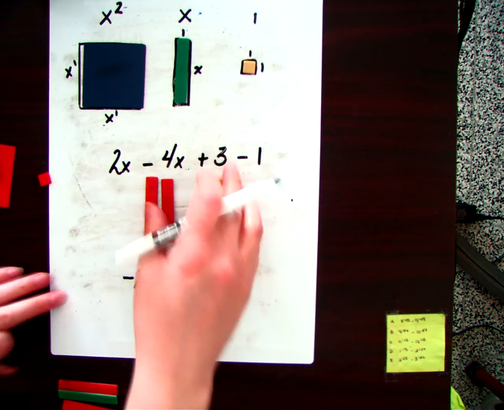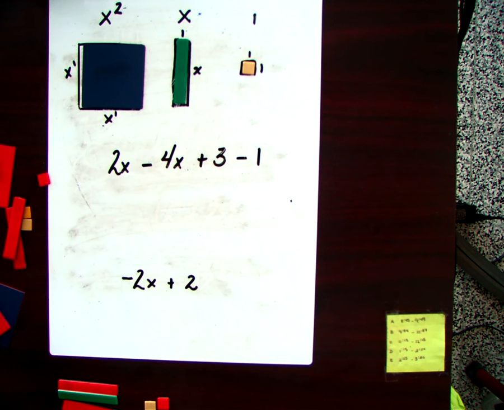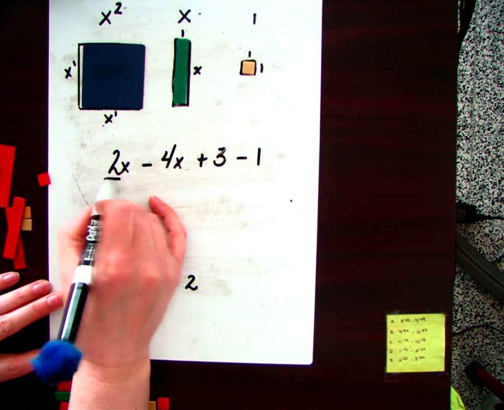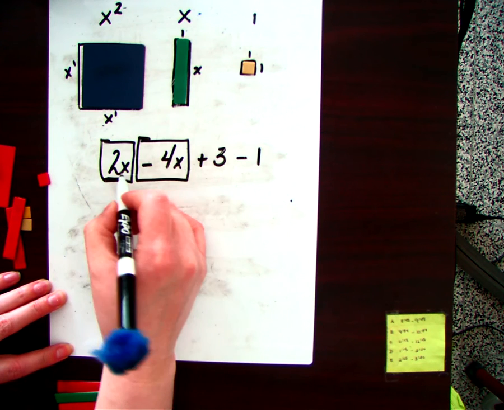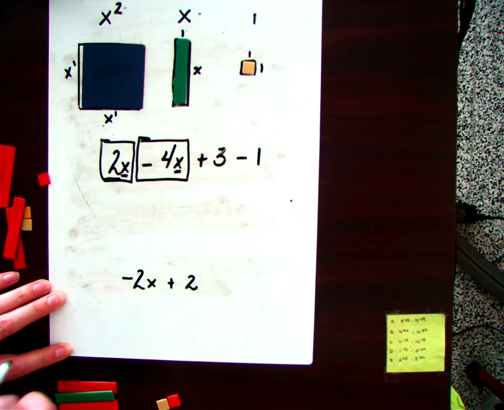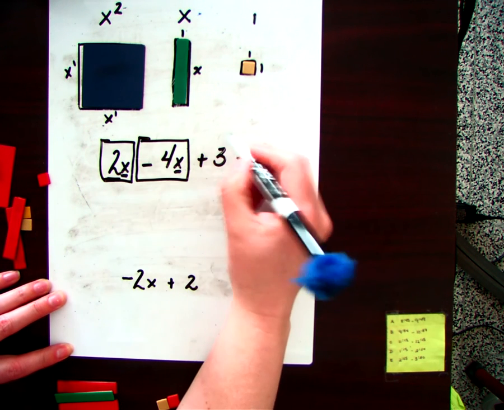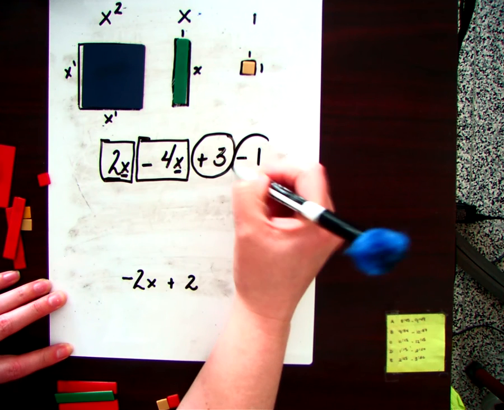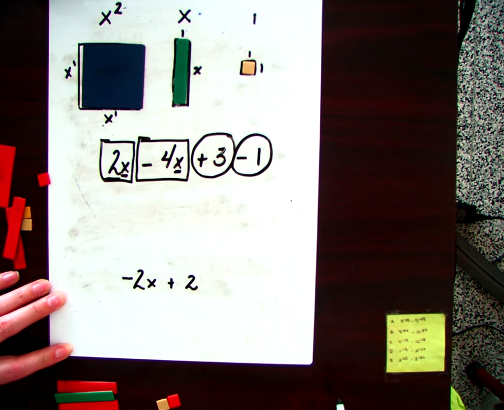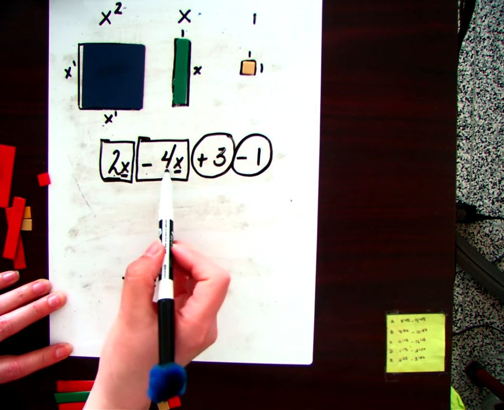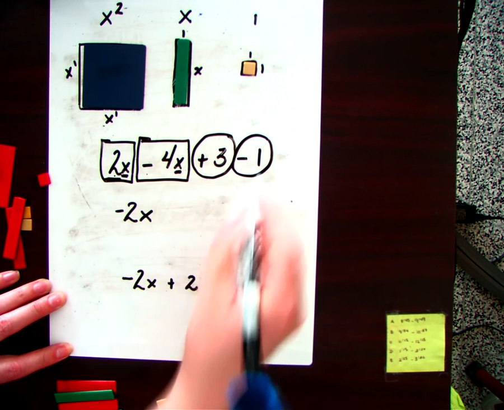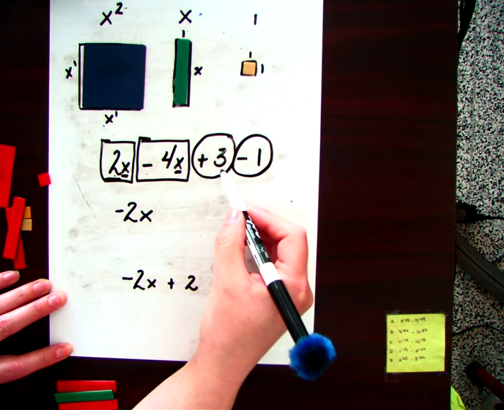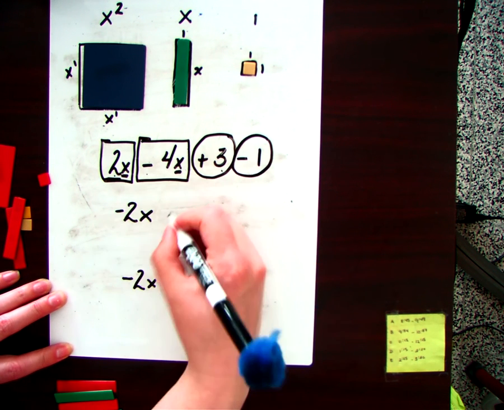Pretty easy. If I want to do this algebraically without the pictures, I'm going to look at the coefficients. So this one, I know I can combine with this one because they have the same variable and they have the same exponent. So those have exponents of 1. I know I can combine this one and this one because they're both constants. So 2 minus 4 gives me a -2x, because we're talking about x's. Here we're just talking about constants, so I've got a +3 minus 1 gives me a +2.